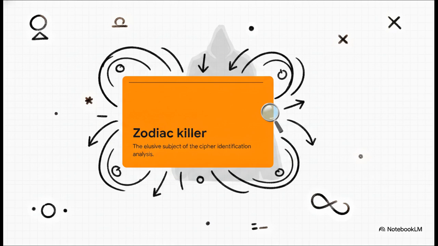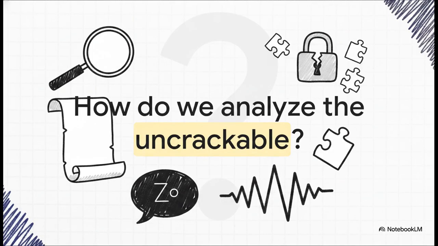And when you're analyzing a document like this, the name itself kind of becomes the ultimate cipher, right? It dominates the page exactly the way this subject dominated the actual analysis. By isolating this definition, we can really grasp how this one solitary figure acts as the gravitational center for the entire analytical framework we're exploring today. So that brings us to a really crucial question. How do we actually analyze the uncrackable?